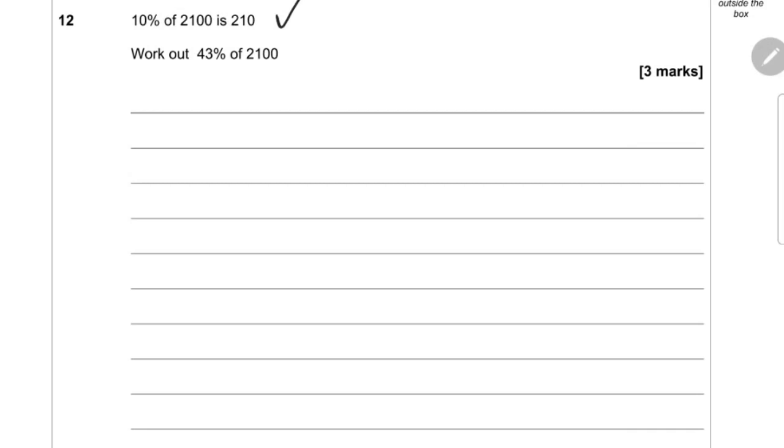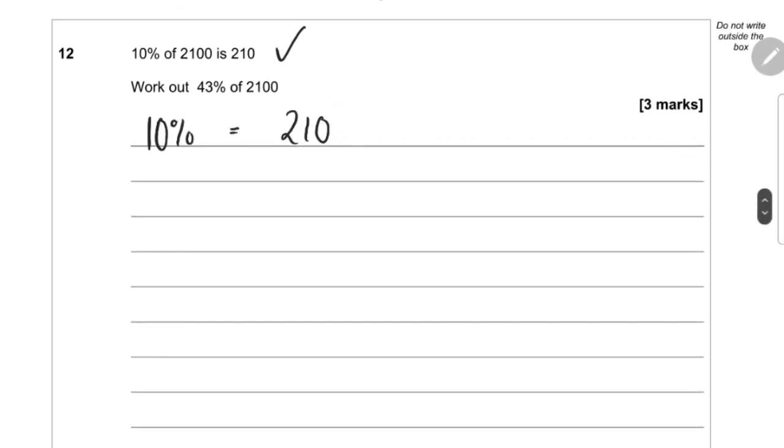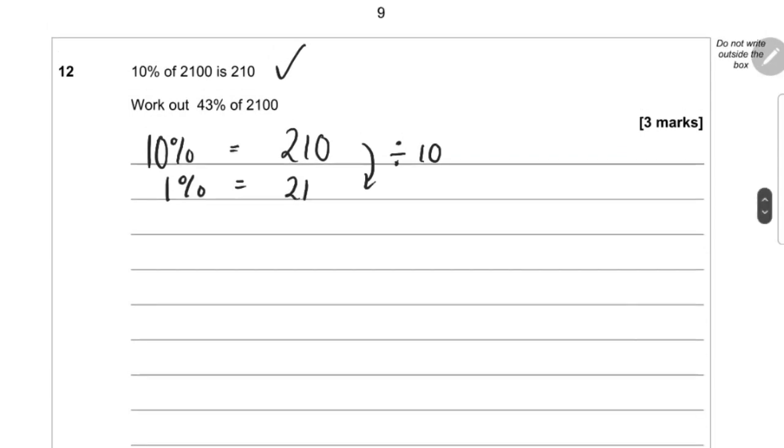We want to work out 43% of 2,100. So this isn't a calculator paper, so we're going to have to get a bit creative in how we figure this out. So we know that 10% equals 210. Can we relatively easily work out what 1% is going to be? We're just going to divide this by 10. So it's going to be 21.